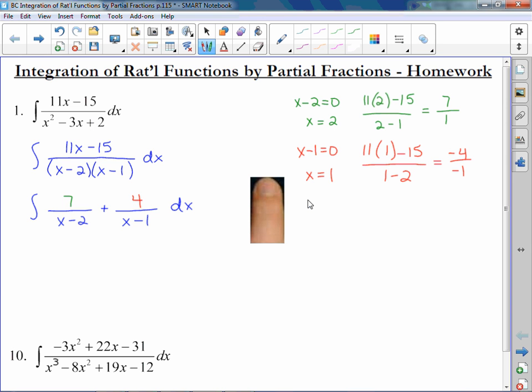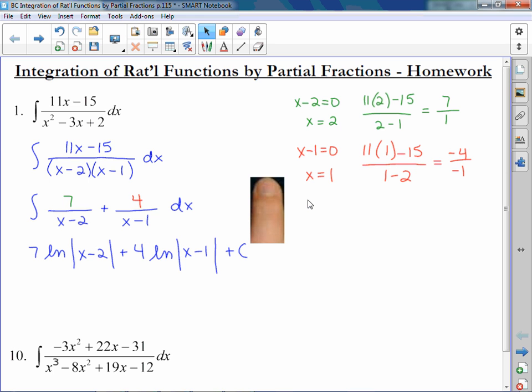And now this is simply taking the integral of basically 1 over x minus 2 and 1 over x minus 1, which is your natural log. The 7 gets to go out front. It just stays. And so we have 7 ln absolute value of x minus 2 plus 4 ln absolute value of x minus 1 plus c. And that's it. It has taken something very complicated and made it very simple.